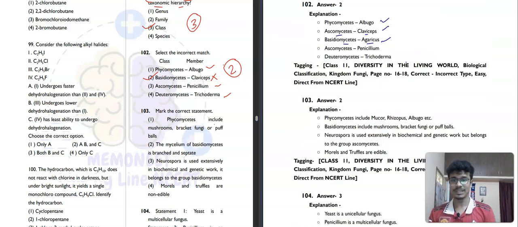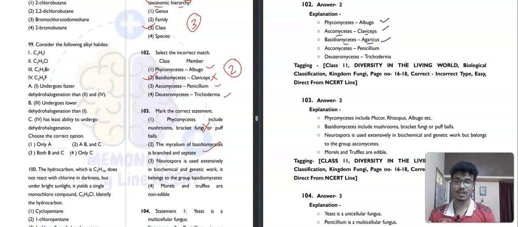It is saying mark the correct statement. Phycomycetes includes mushroom, bracket fungi or puffballs. No. Does Phycomycetes involve this? No. It is basically Basidiomycetes that include mushroom, bracket fungi and puffballs. Phycomycetes include Mucor, Rhizopus, Albugo, etc. Then it says the mycelium of Basidiomycetes is branched and septate, which is absolutely correct.